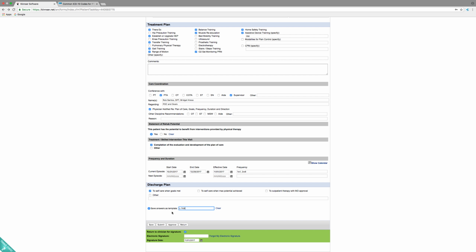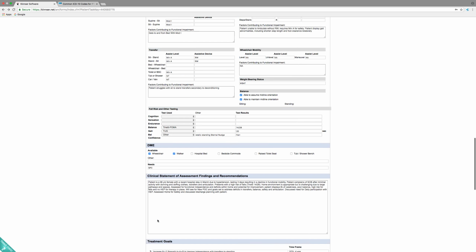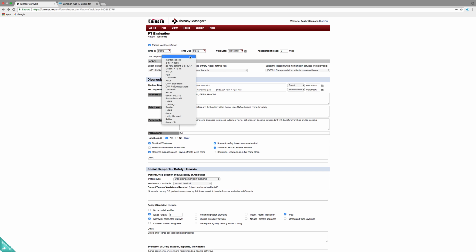I would save this as a left total knee replacement and hit save. And then all the information that I've documented would be saved in a template as left total knee replacement. And then the next time I had a patient that fit the vast majority of what I wrote in today, I could open my templates at the very top, pick my left total knee replacement, and then it would pre-fill everything that we documented today on this visit.